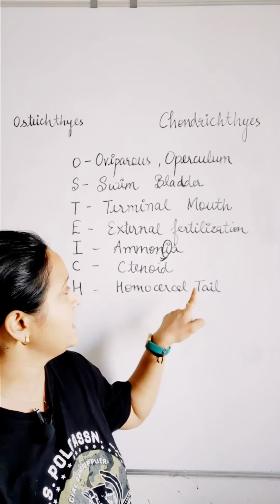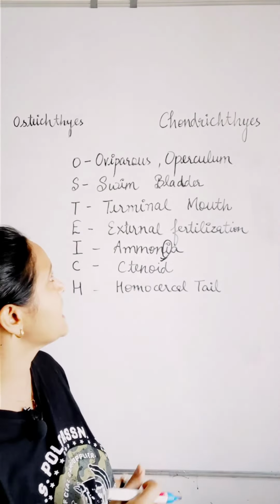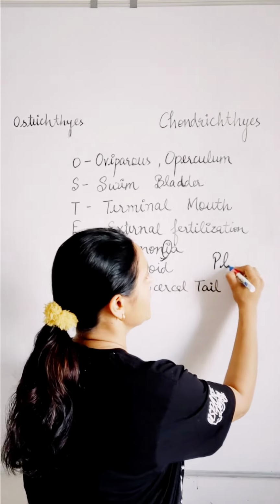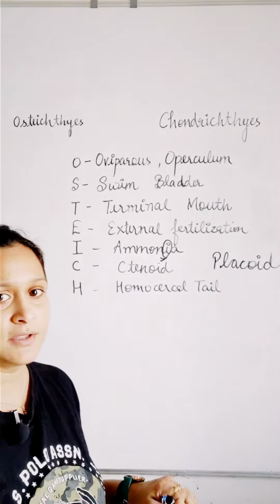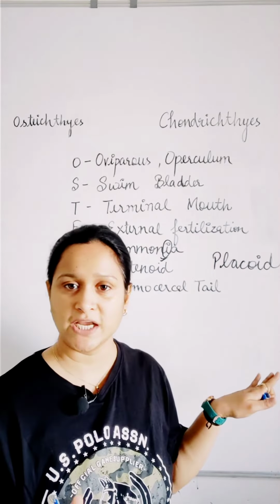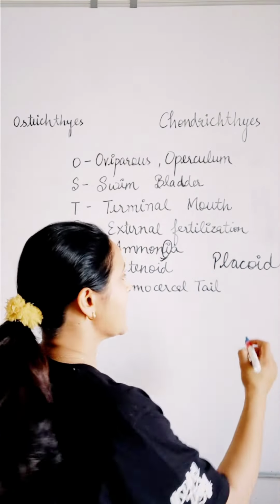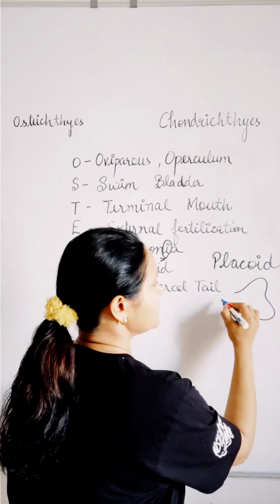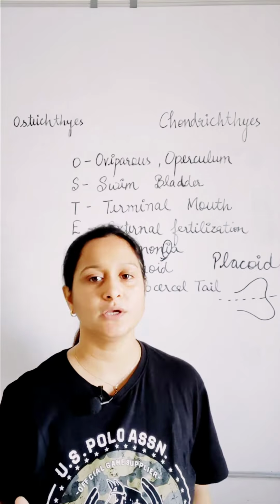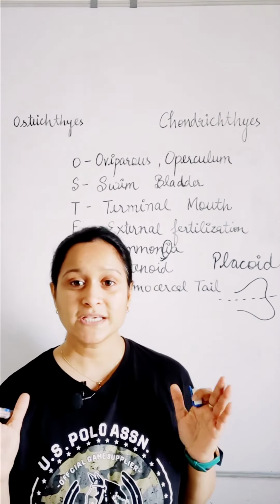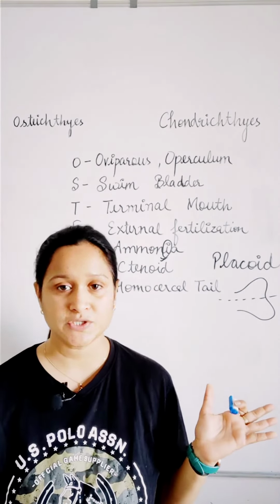C for ctenoid scale. Ctenoid scales are present in Osteichthyes class, whereas cycloid scales are present in your Chondrichthyes class. Fine. Then H for homocercal tail. Means the tail is having the symmetry. Heterocercal tail is present in Chondrichthyes class. So these are the main differences between these two classes.